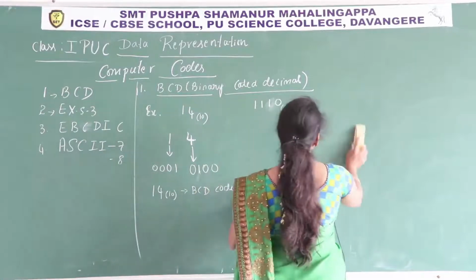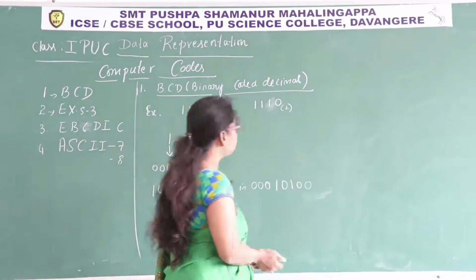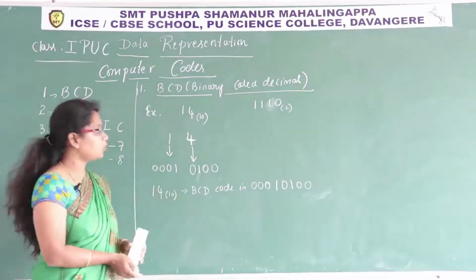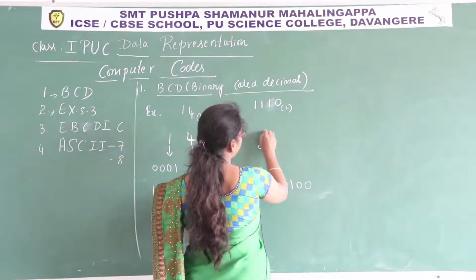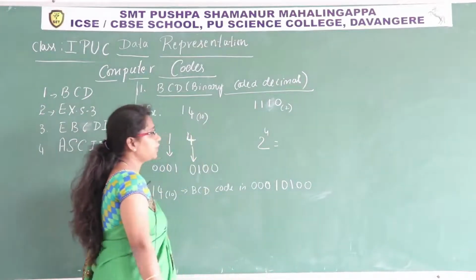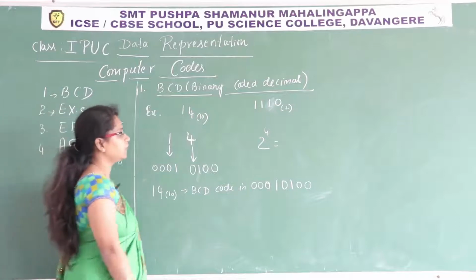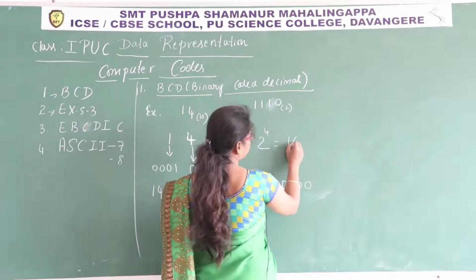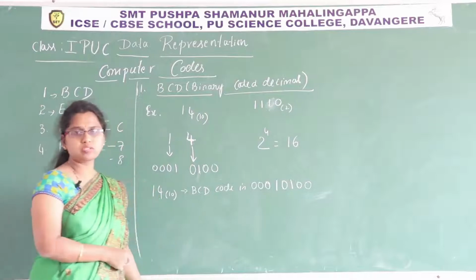Using these 4 bits, how many possible codes will we get? 2 to the power of 4. With only 4 bits, we get 16 possible codes.